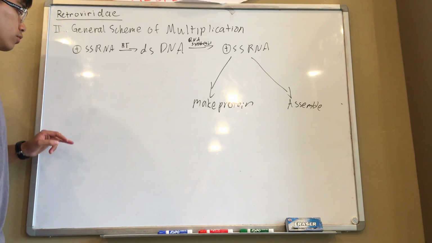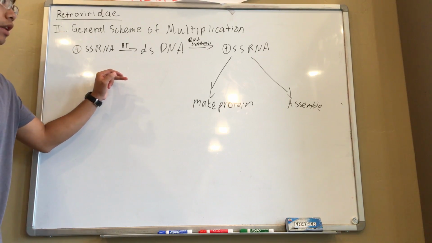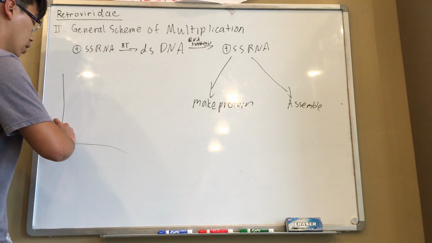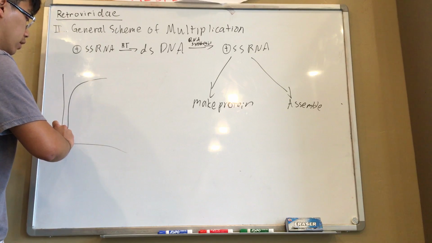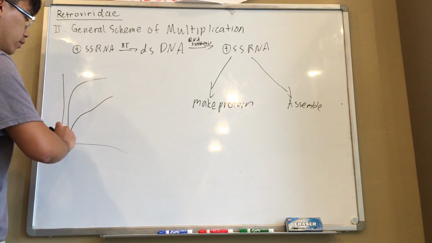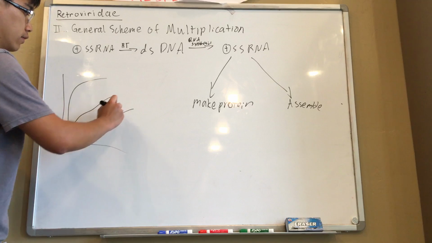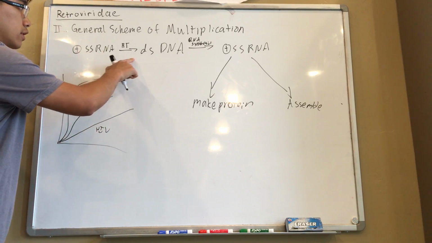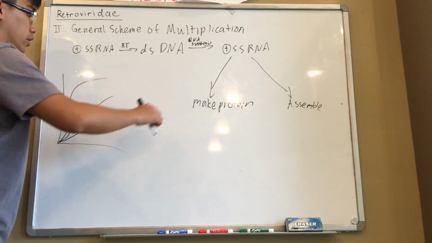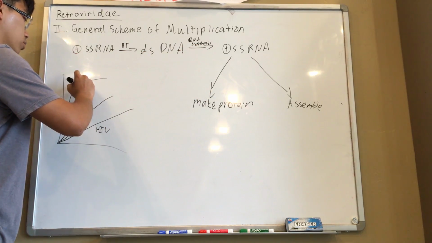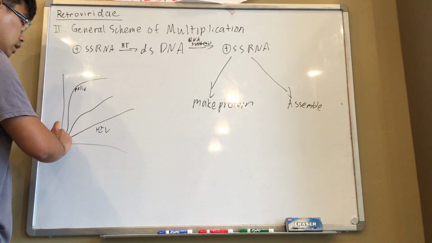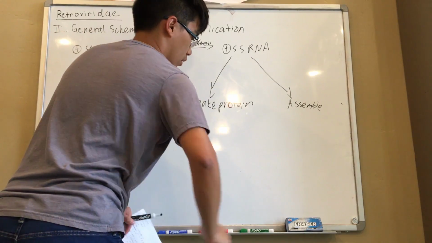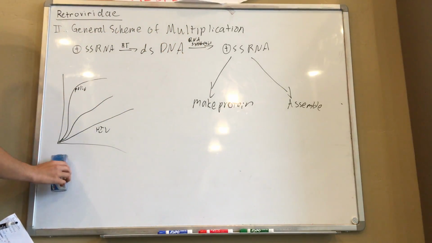So if you recall from lecture or from your notes, they always have the growth curves, right? The growth curves like that, the Retroviridae, and there's Orthomyxoviridae, and then you have HIV, and HIV is down here because it has to do all these steps in between before it can start making protein and assemble. Polio is super high, it can proliferate really fast because it only has to do one step. So that's the general scheme of multiplication.